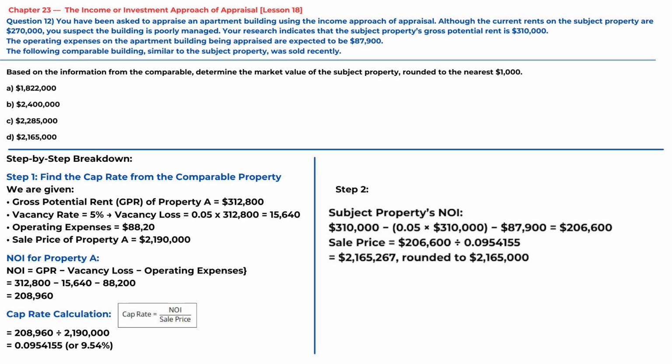Question 12. You have been asked to appraise an apartment building using the income approach of appraisal. Although the current rents on the subject property are $270,000, you suspect the building is poorly managed.